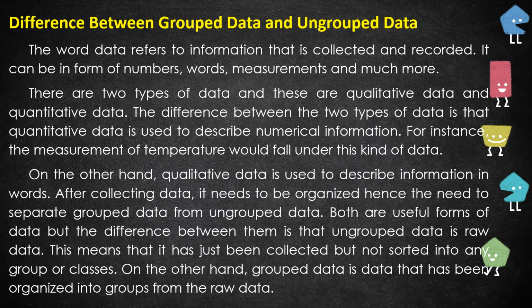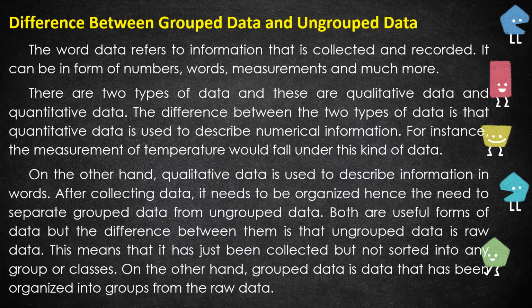Now, the difference between grouped data and ungrouped data. Maybe you're asking, what is grouped data and ungrouped data? The word data refers to information that is collected and recorded. It can be in the form of numbers, words, measurements, and much more. Again, there are two types of data: qualitative data and quantitative data.